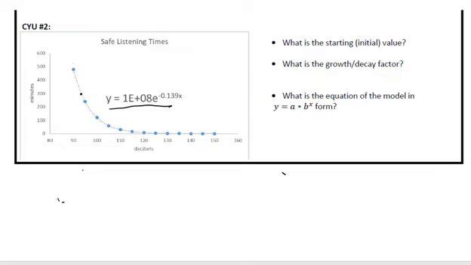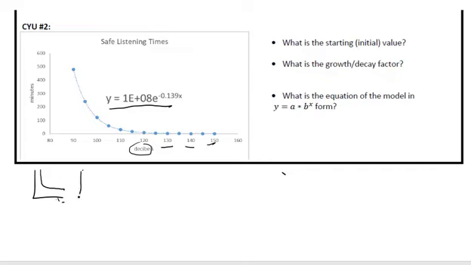This is exponential decay. I hope that's obvious. Know the difference between exponential decay. This means as the input goes up, the output goes down. So, which makes sense, safe listening times. These are decibels, which is how loud something is. And the louder that it is, in other words, as you go up, the less time you can listen without damaging your ears. So there's exponential decay.